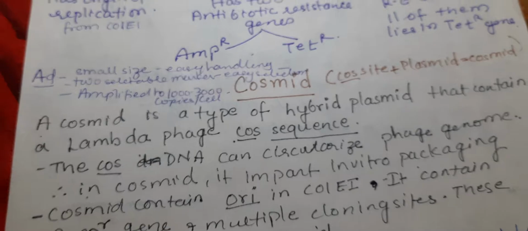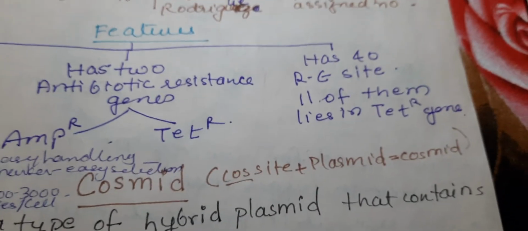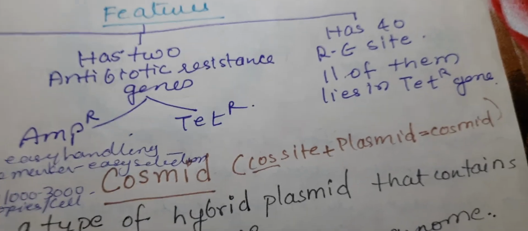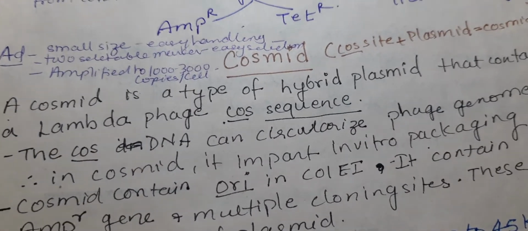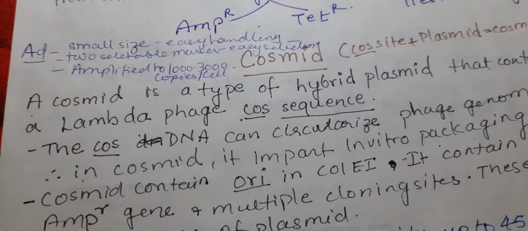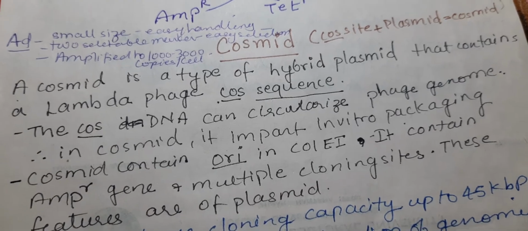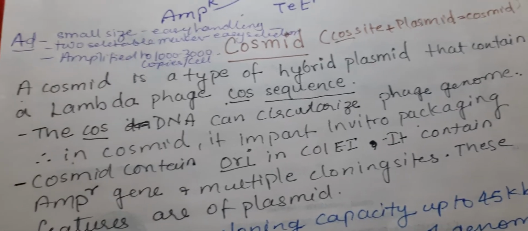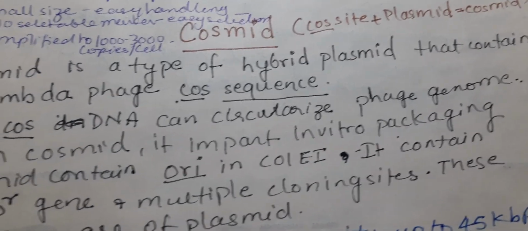Okay, so next is the cosmid. Cosmids are constructed by using the cos site from lambda phage and certain features of a plasmid. So let's see how these features are combined. You know what is the significance of the cos site? A cosmid is a type of hybrid plasmid that contains lambda phage cos sequences. The cos DNA circularizes the phage genome. Therefore, in a cosmid, it imparts in vitro packaging.